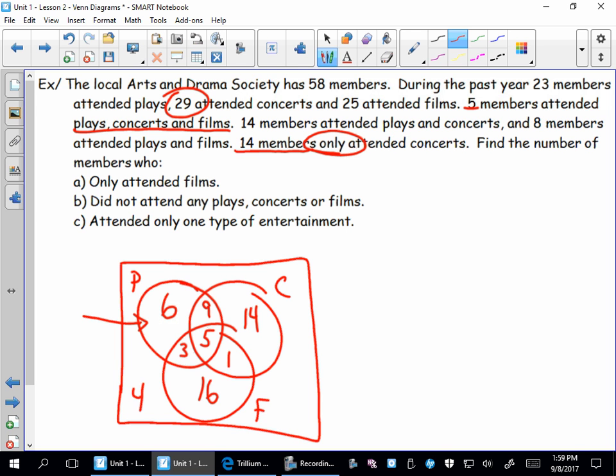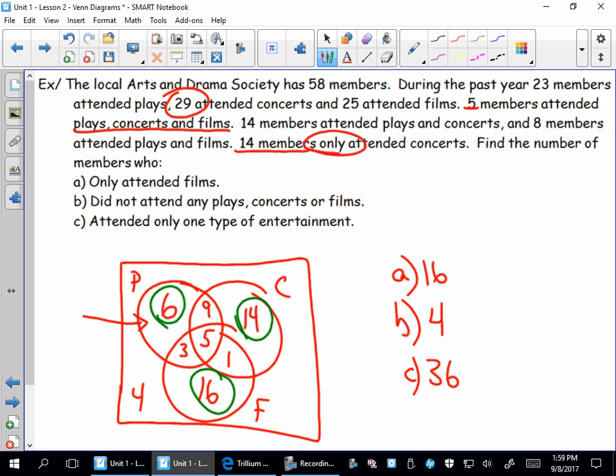So that means there must be 4 people who didn't do any of these things. And let's answer our questions. How many people only attended films? Films only. 16. How many people did not attend plays, concerts, or films? That's our outside the circles. And attended only one type of entertainment. So it could be just the play, which is 6 of them, or concerts, 14, or films, 16. Which gives us a total of 36. Okay. We're going to add together the 6, the 14, and the 16.